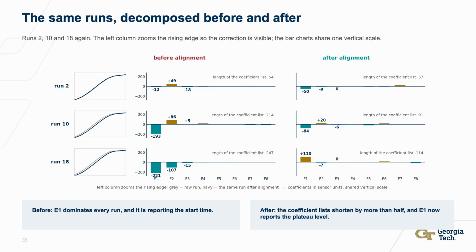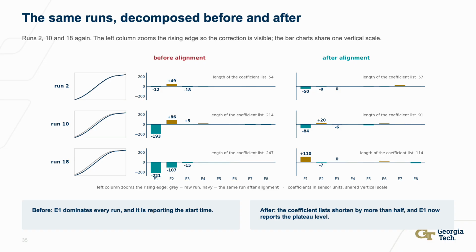Run 2 is the control. It started close to average, so there was no timing error in it to remove. Its length barely moves, from 54 to 57. That is the check that alignment is removing one specific thing rather than shrinking everything.